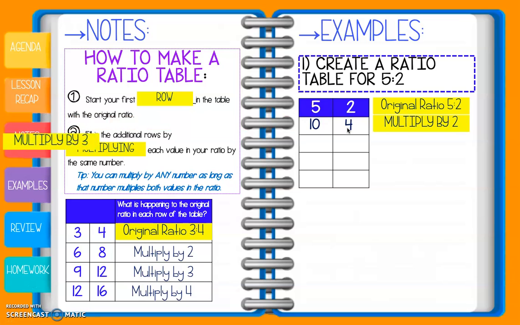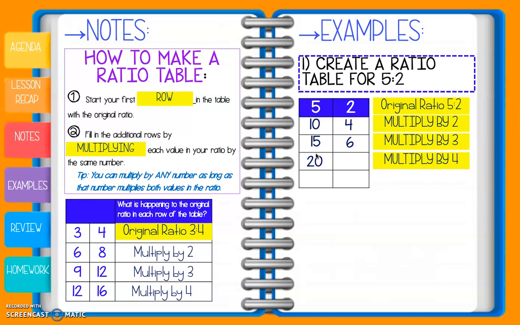So then we're going to do the same thing for our next row. We're going to multiply by 3. So 5 times 3 gives us a 15. 2 times 3 gives us a 6. To get my next row, I'm going to multiply by 4. So 5 times 4 is 20. 2 times 4 gives me 8. To get my fifth row, I'm going to multiply by 5. So 5 times 5 would give me 25. And then 2 times 5 would give me 10.